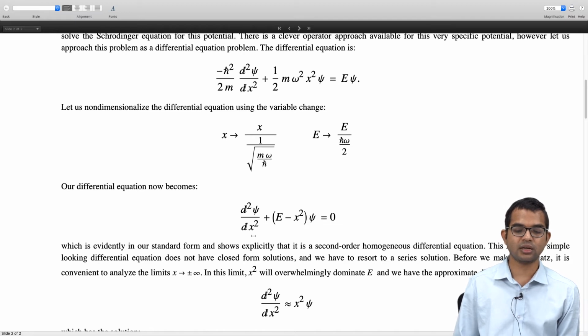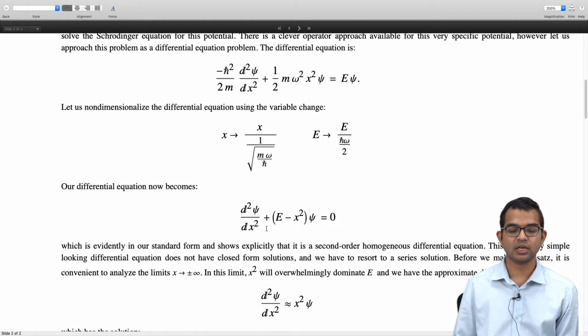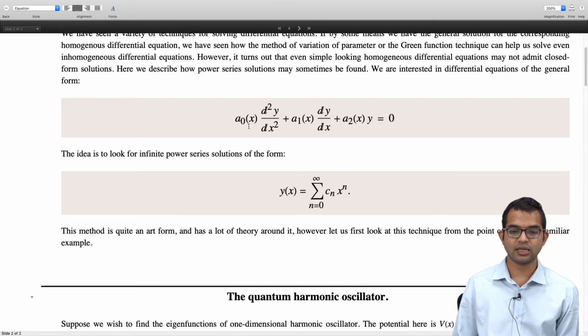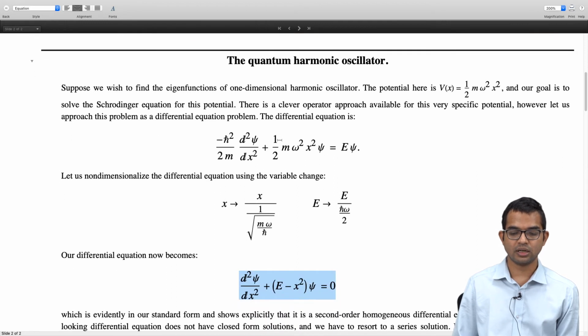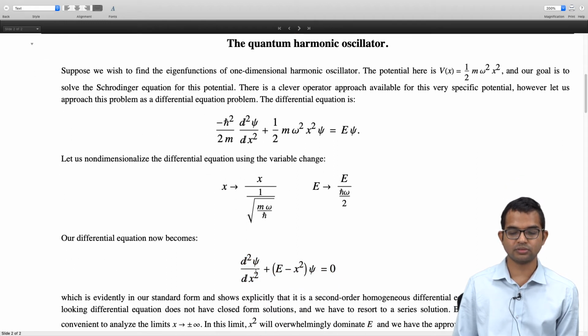So you have d squared psi by dx squared in these new units plus E minus x squared times psi equal to 0, right? So you have this minus sign, so this object goes to the right hand side, and then this becomes a minus sign, so E is positive here. So now you see that this equation is evidently in the form that we first described. There is this second order derivative, the first order derivative is missing, so there is a constant associated with the first one, and the only function that appears is just E minus x squared, right?